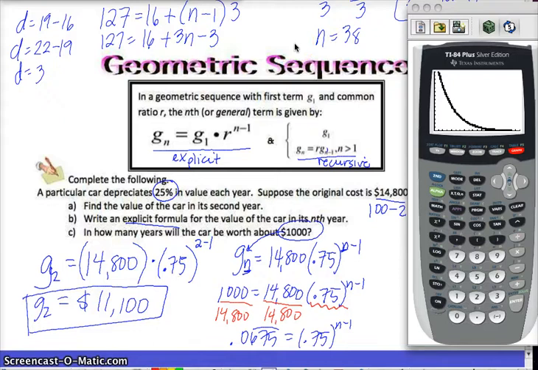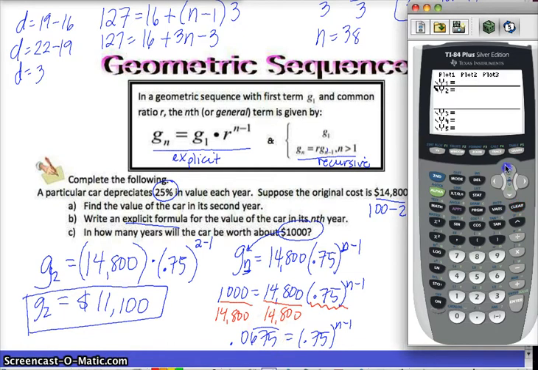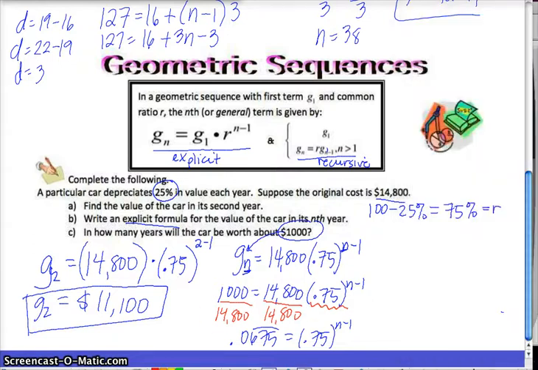So in how many years will the car be worth $1,000? So we're going to substitute 1,000 in for G sub n, and then we're going to keep everything the same. We're trying to figure out how many years, which means we're trying to figure out what n is. So the first thing I have to do is isolate the ratio to the power of n minus 1. Or actually, we don't even have to do this part now that I think about it. Let's just go straight to here and plug it into our calculator.